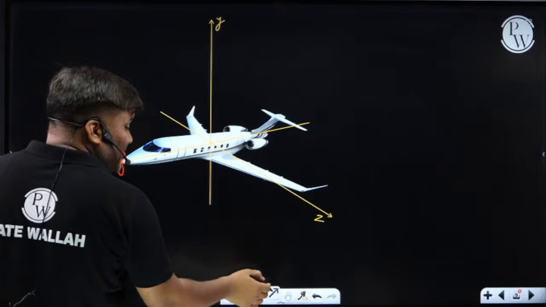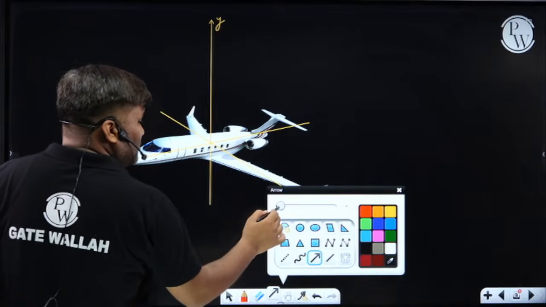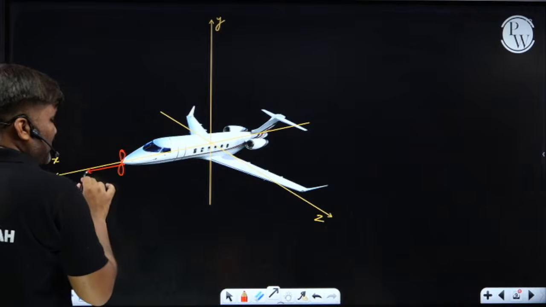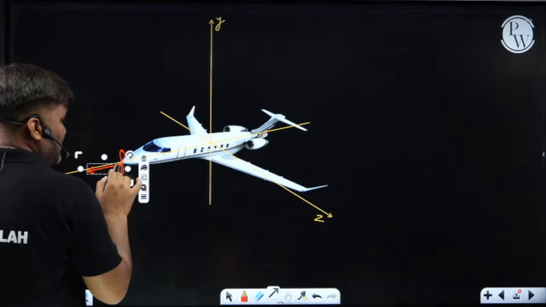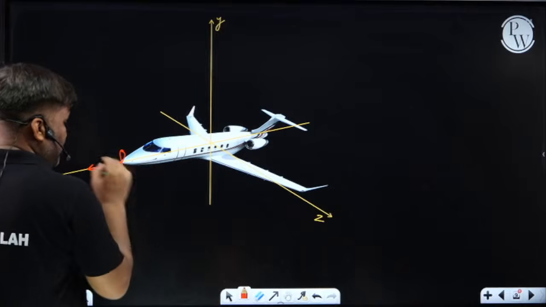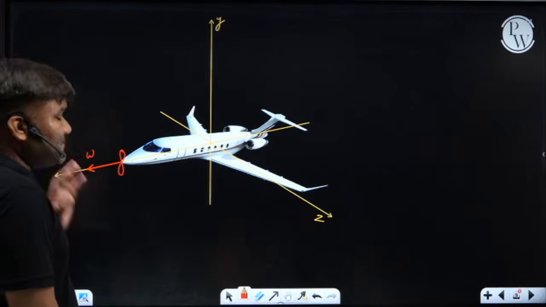So its omega vector I can show like this. This is my omega vector. This is my omega vector, beta. Axis of spin.